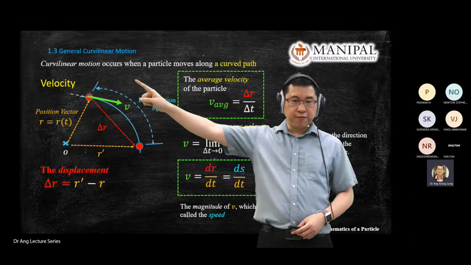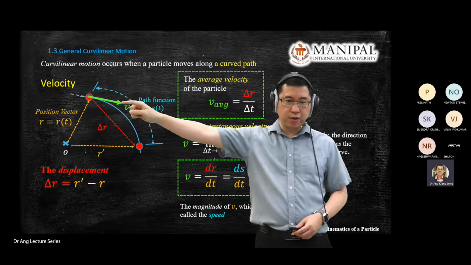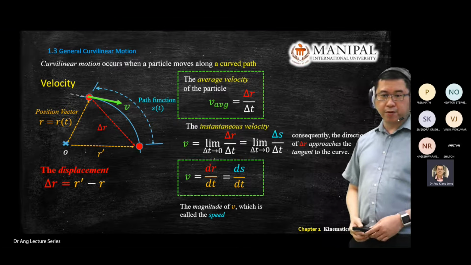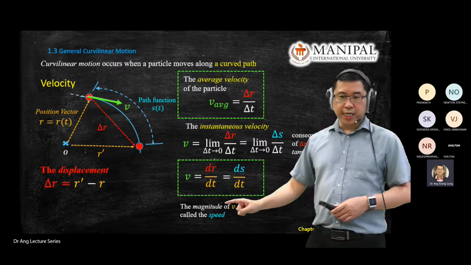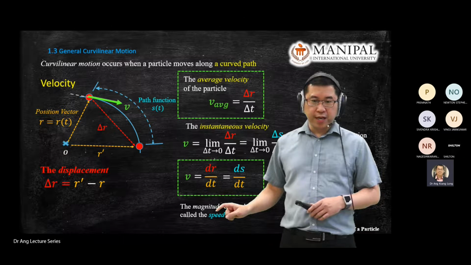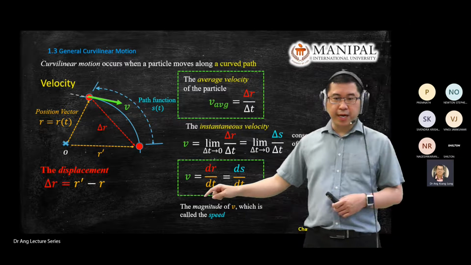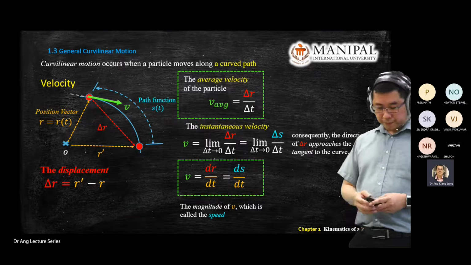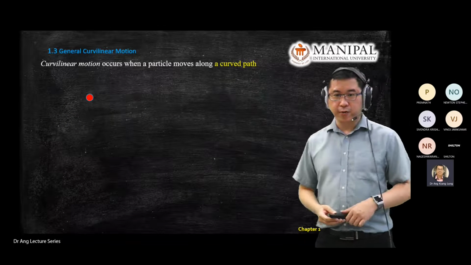For curvilinear motion, your velocity vector is tangent to the curve. Just take note of that. And for engineering dynamics, there's a difference between speed and velocity. When you talk about speed, it means the magnitude of your velocity. Okay, move on one or two more slides, then we call it a day.